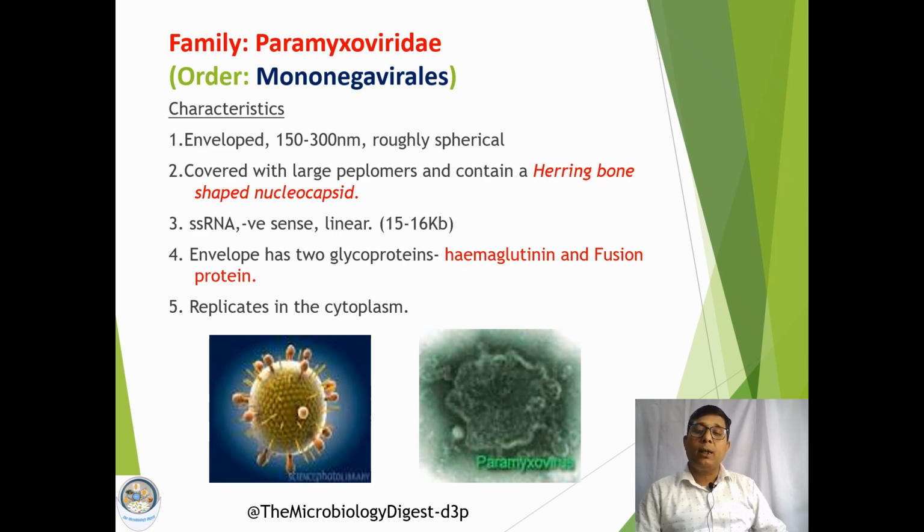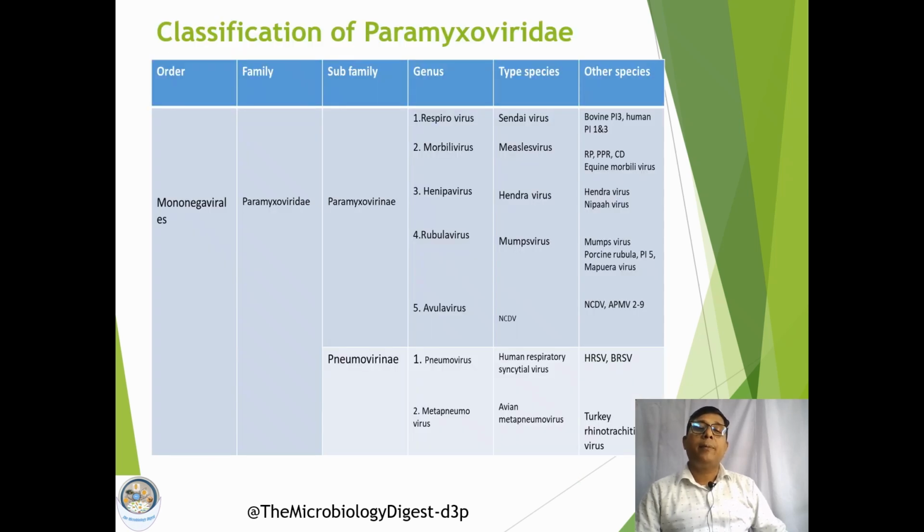One is hemagglutinin, another one is fusion protein, and they replicate in the cytoplasm. So this is the classification of the family Paramyxoviridae. It comes under the order Mononegavirales. The family is Paramyxoviridae. It has two subfamilies, Paramyxovirinae and Pneumovirinae.